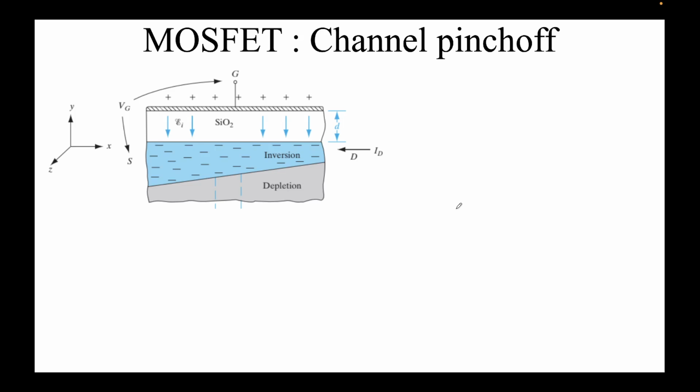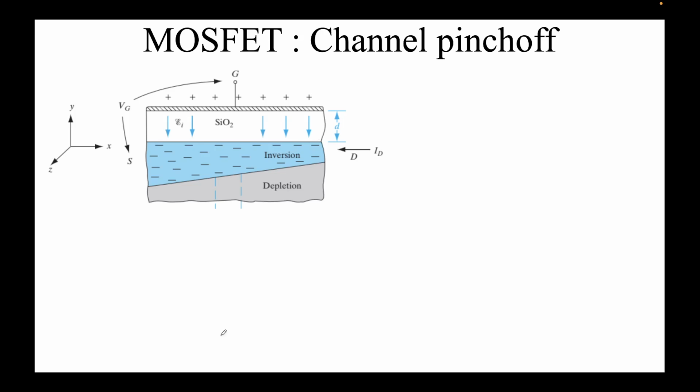Finally, what we arrive at: you can simply imagine what happens if I keep increasing the VD. The depletion region will keep on increasing and the inversion region will keep on shrinking. Assuming I'm not changing VG, VGS and everything else remaining the same, if I keep on increasing the VD, this depletion region will keep on widening, and ultimately a point will come when the inversion layer will cease to exist on the drain side, right?